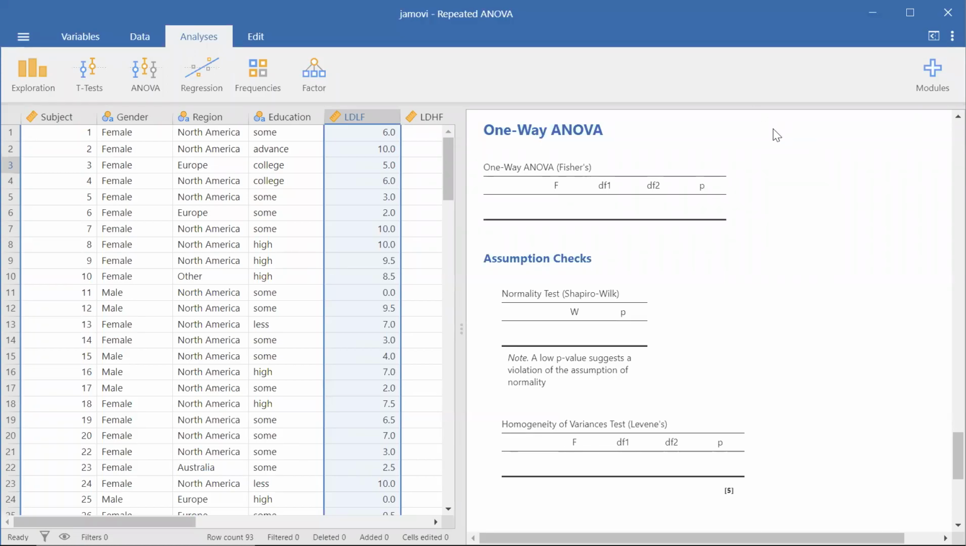In this video, I'll talk about the one-way ANOVA. One-way ANOVA is used when you want to determine whether there is a statistically significant relationship or difference between the means of two or more independent groups.